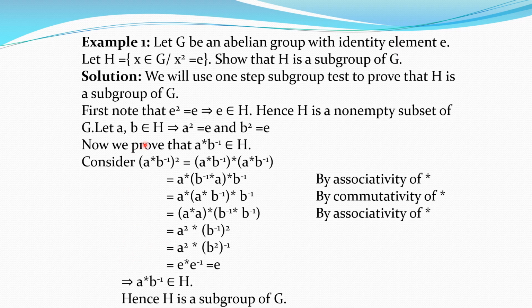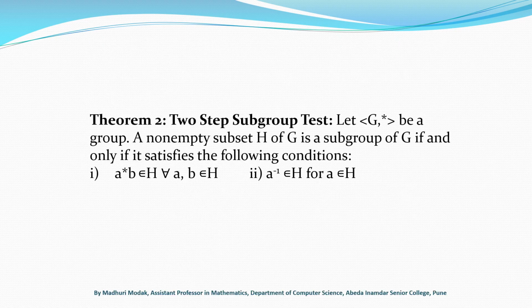Now as A and B are elements of H, A squared is identity and B squared is identity. So this is E star E inverse, and the inverse of identity is itself. So it is E star E, which is E. So finally we get (A star B inverse) raised to 2 is identity. So A star B inverse is an element of H. Hence H is a subgroup of G.